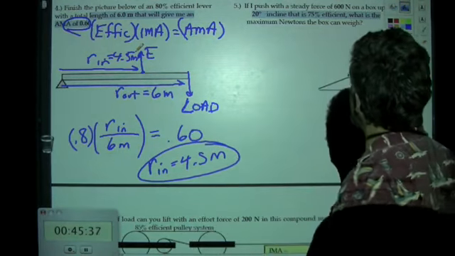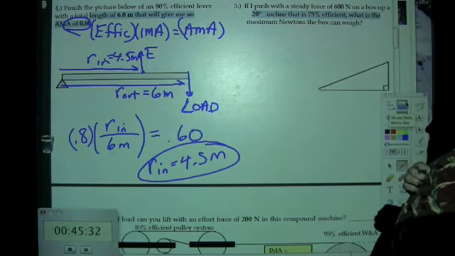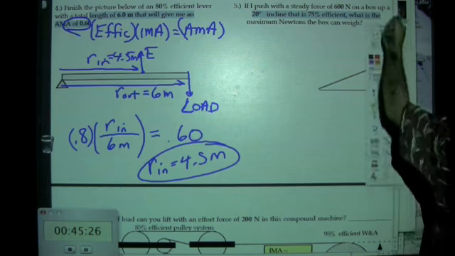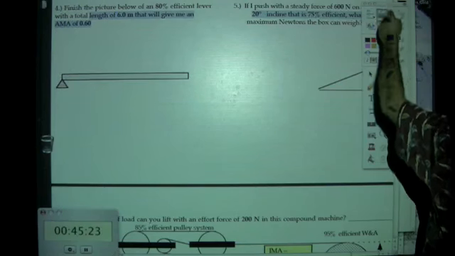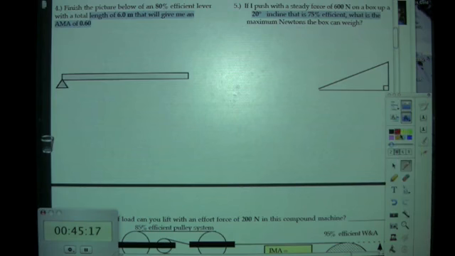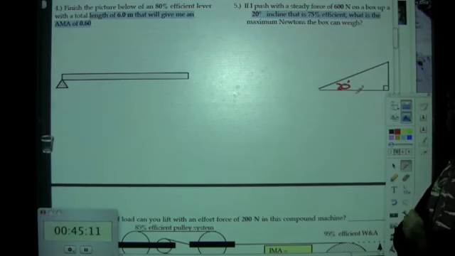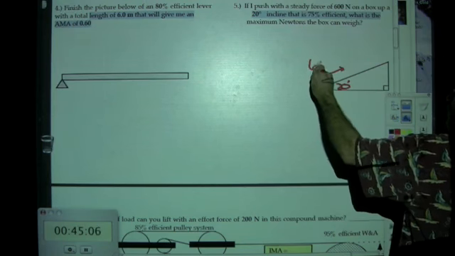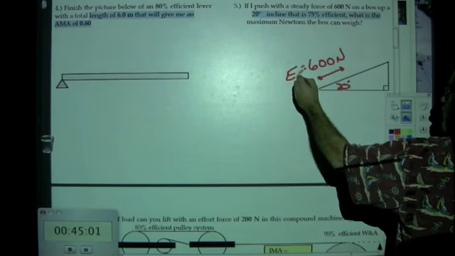Number 5: if I push with a steady force of 600 newtons on a box up a 20-degree incline that is 75% efficient, what is the maximum newtons the box can weigh? Let's clear the board, give me some space. All right, I'll change colors on you. So a 20-degree incline, 75% efficient, and steady, I'm going to push with 600 newtons. So 600 newtons, that's my input force up the incline. That's my effort, all right.